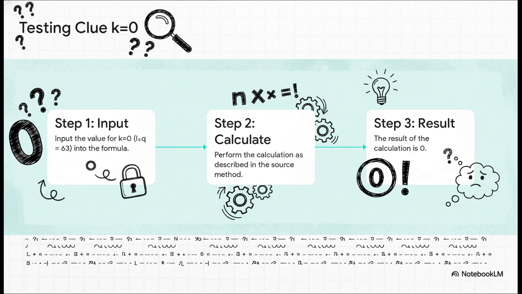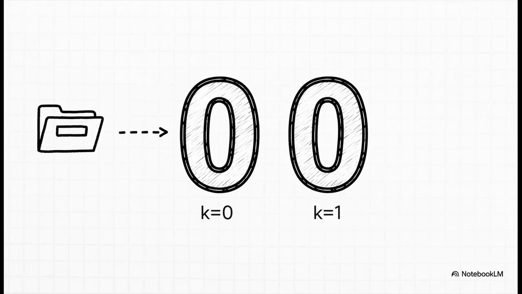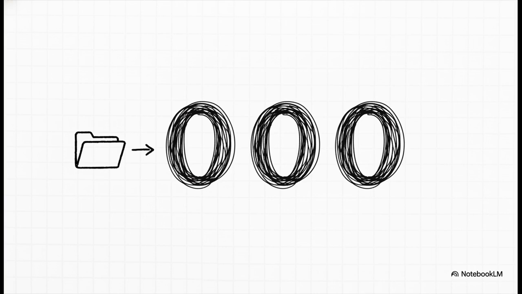Interesting, but hey, it could be a fluke. Let's see. We move to the next clue, k equals 1. We take its value, 1764, put it through the same process, and look at that. The result is 0 again. Okay, now we've got a pattern forming. So we try the third clue, k equals 2, and once again, 0. The pattern holds. This is getting pretty exciting.